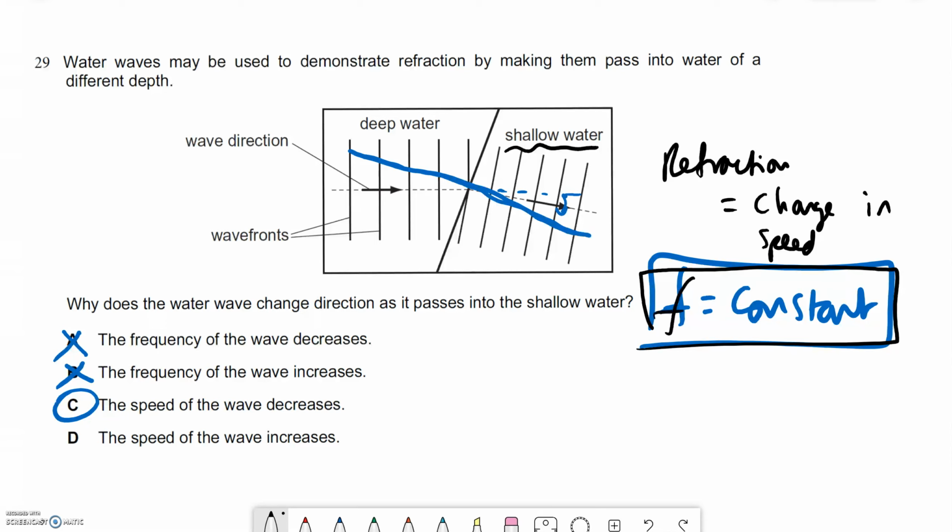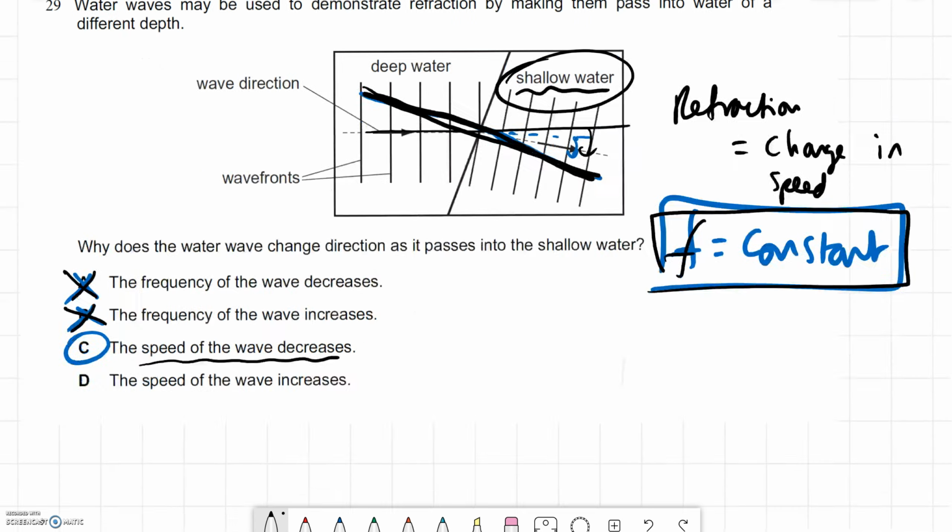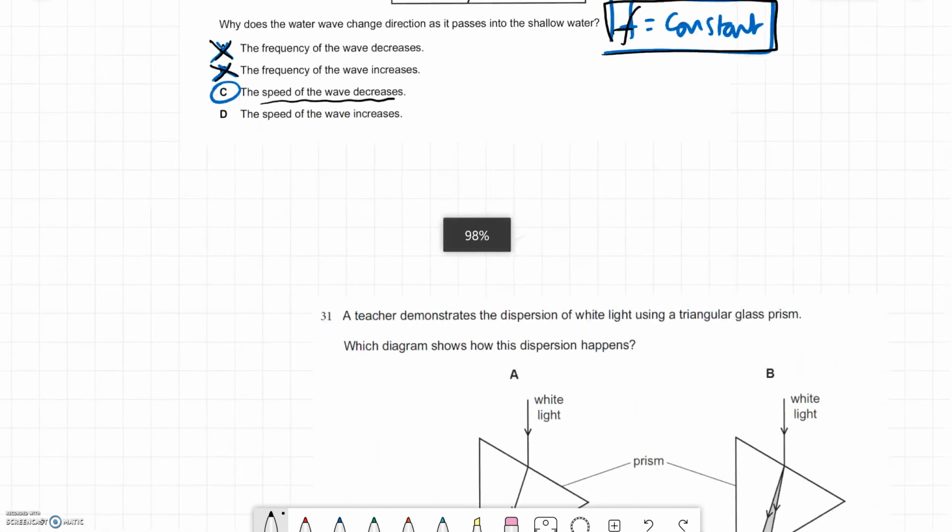Now, as we know, frequency is constant. These two are ruled out, as I've shown there. And hopefully you remember that when we're in shallower water, water waves slow down. So it's because the speed of the wave decreases. And what you can actually do is think about the normal, which would be here. You can see that this ray should be going like that, but it's actually bent to here. So it's bent towards the normal. That only happens when the waves slow down. Only a couple more to go.